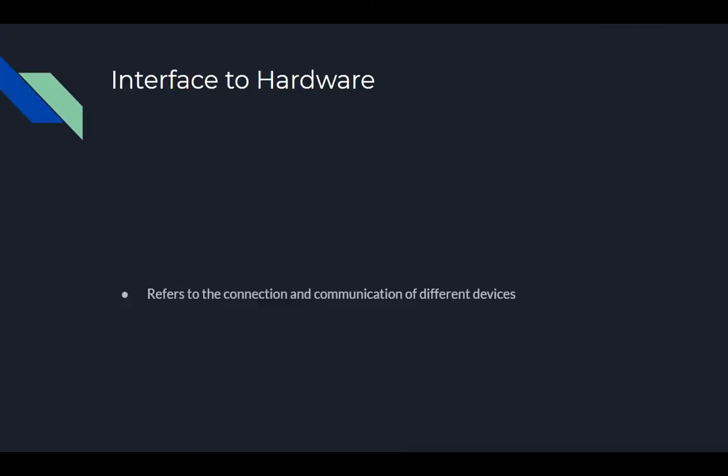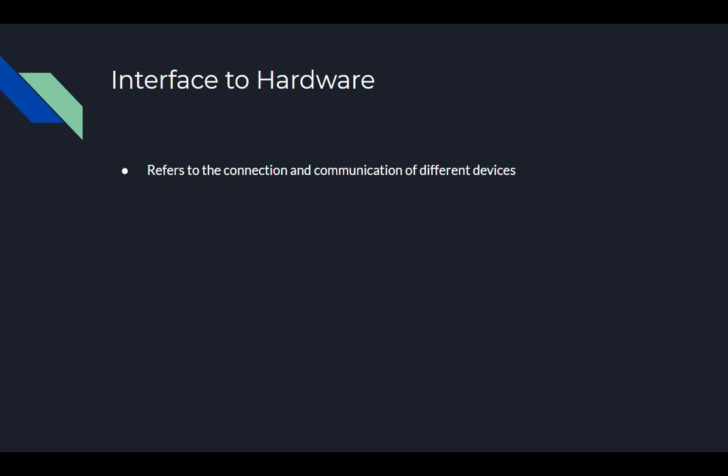Interface to hardware. Hardware interfaces refer to the connection and communication of different devices. For example, a printer being connected to a USB port is actually connected to the USB interface of the system. Another example is a graphics card plugged into a PCI slot, which is using the PCI interface to connect and communicate. There are various different hardware interfaces found in computing.